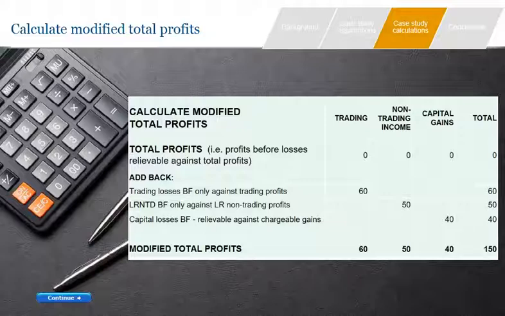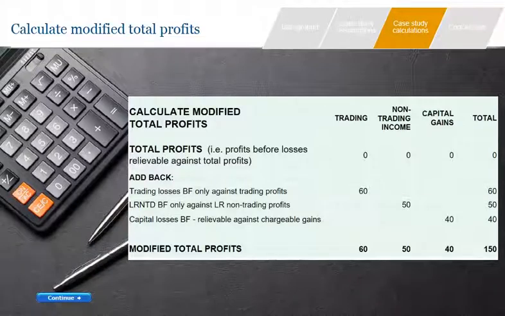We therefore need to add back to total profits the £60 million of brought forward trading losses which have already been deducted in arriving at that amount. Likewise, we also need to add back the £50 million of brought forward non-trading deficit and the £40 million of capital losses, because these too are deducted before arriving at total profits. Adding back these loss reliefs gives us the modified total profits measure of profitability.